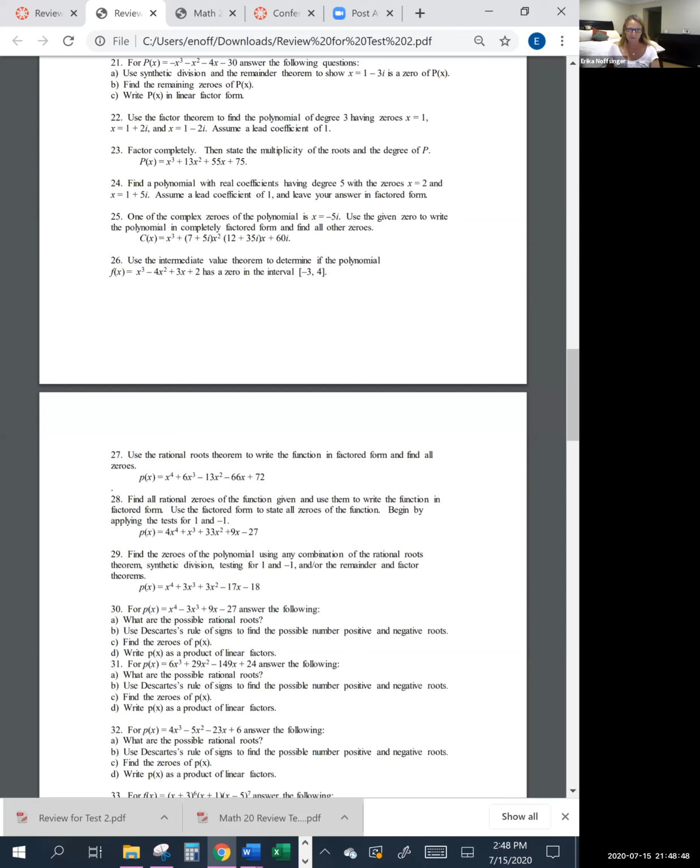Okay, so we're getting ready for our next exam, and that is covering polynomials, graphing polynomials, finding zeros of polynomials, the end behaviors of polynomials, solving log equations, exponential equations, finding inverses, domain and range of functions and their inverses, graphs of functions and their inverses, and composition of functions.